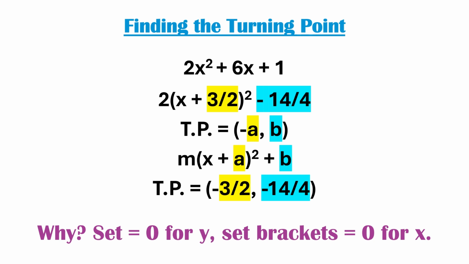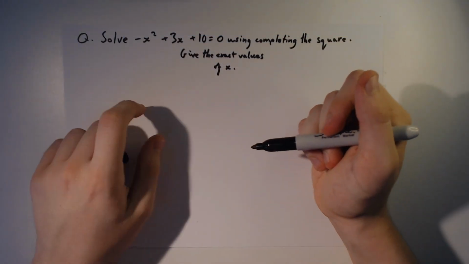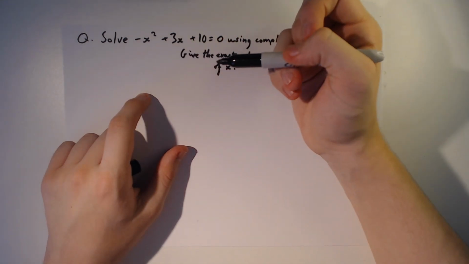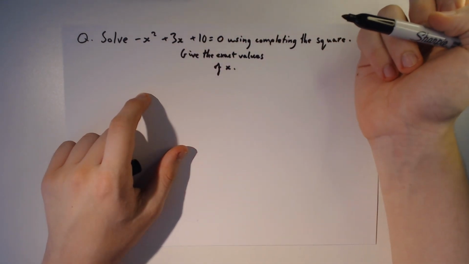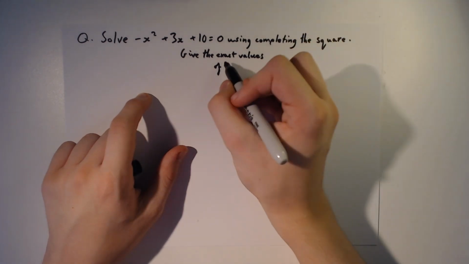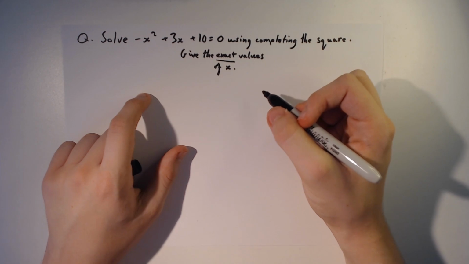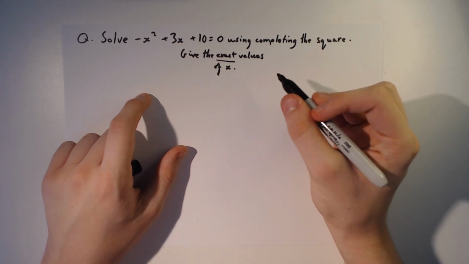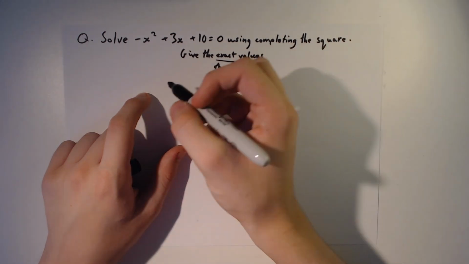Alright, let's get into some practice questions. So this is our first practice question. Solve minus x squared plus 3x plus 10 equals 0 using completing the square. Give the exact values of x. Now, exact just means using the square roots. Do not decimally approximate. So let's begin.